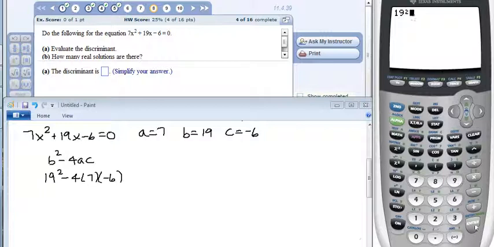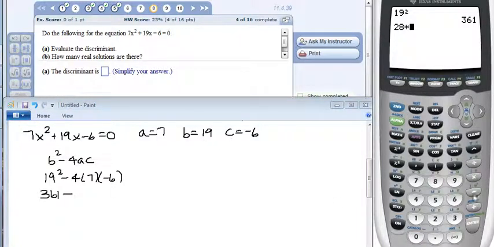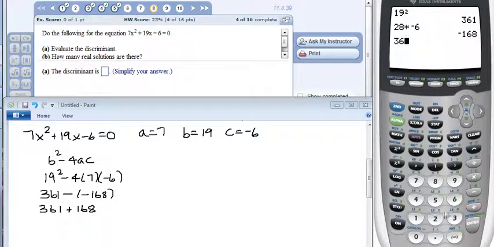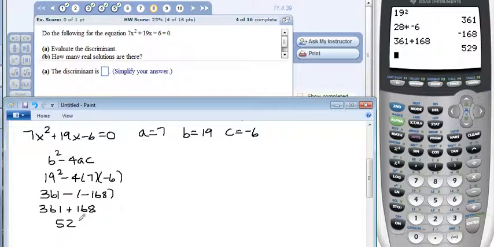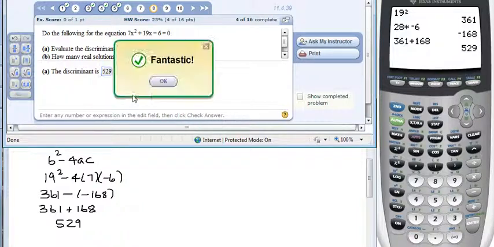19 squared is 361. And I have minus, and this is 28 times negative 6. 28 times negative 6 is a negative 168. Subtracting those two means I'm adding them. So I have 361 plus 168. My discriminant is 529.